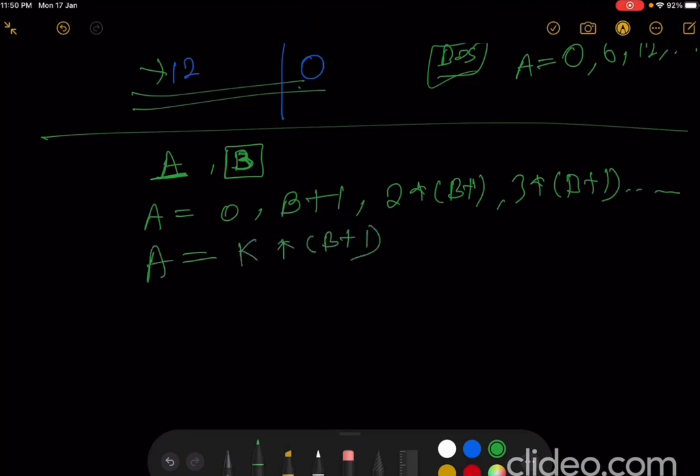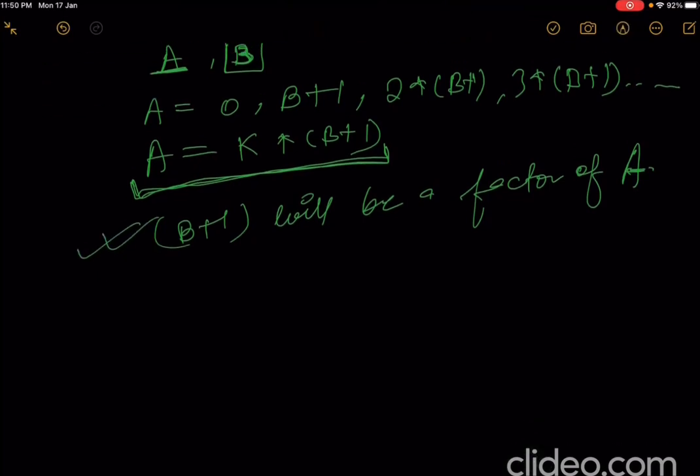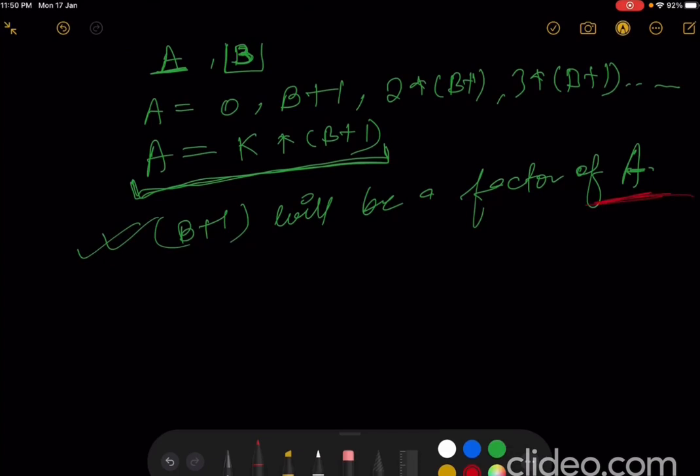Or what you can also say is that b plus 1 will be a factor of a, right? Since we are given a value of a, we can just find all the factors of a. For example, if a is equal to 10, then all factors of a will be 1, 2, 5 and 10. And just equate it with b plus 1.